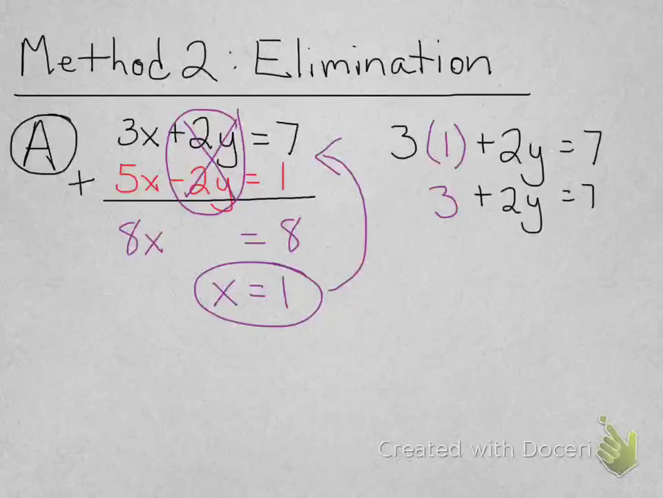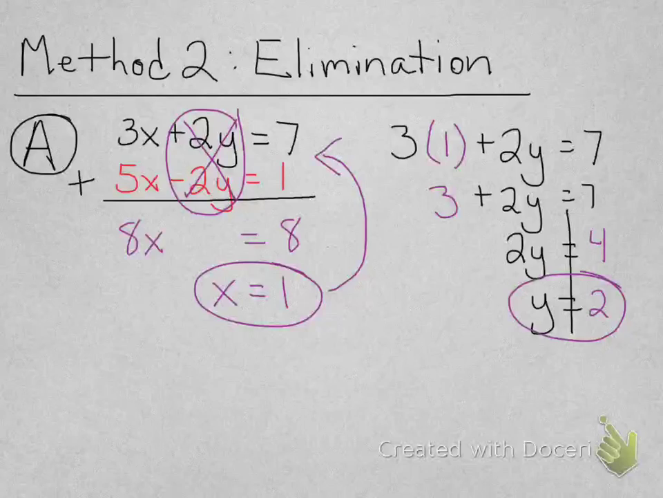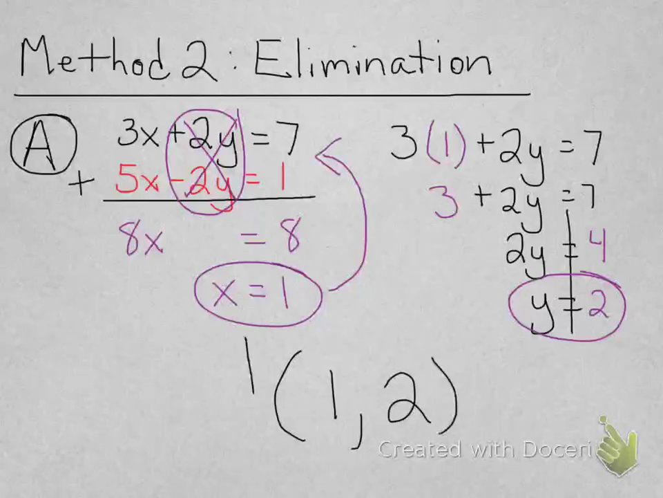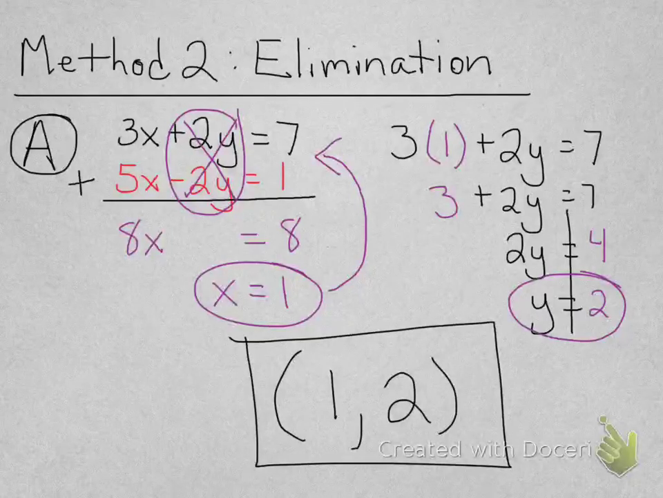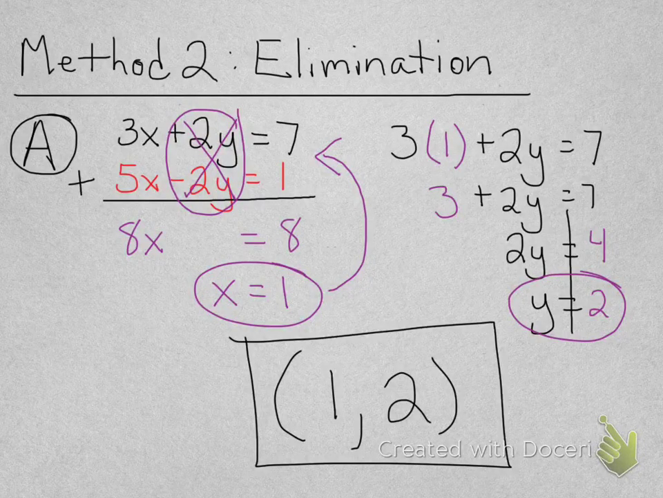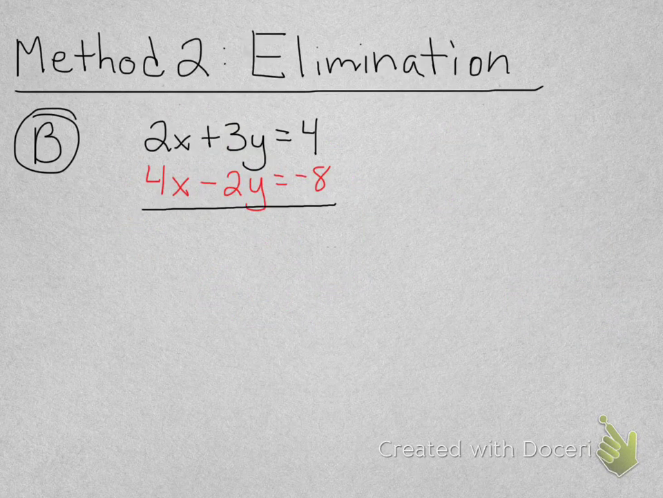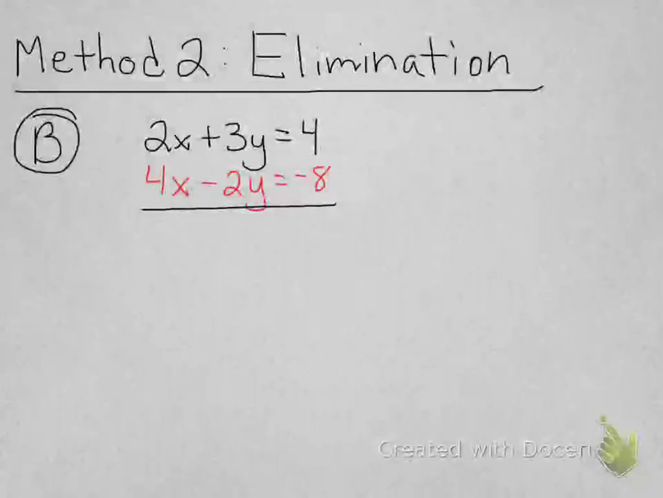Then solve the equation again, just like you would normally. I would subtract 3 on both sides, so 2y is equal to 4. Divide both sides by 2, and therefore y is equal to a positive 2. So my solution for this system of equations is when x is equal to 1, y is equal to 2. There is their corresponding point that they have in common. Let's look at one that's a little bit more complicated with the elimination method.